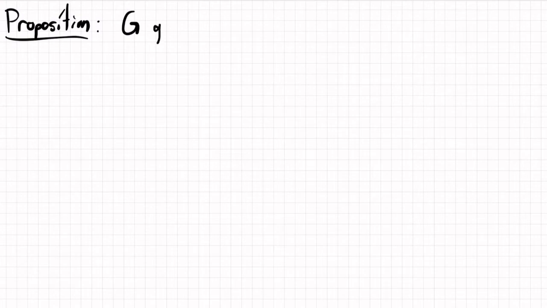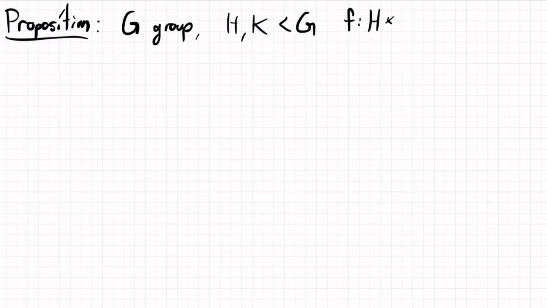So let's state and prove the following important proposition about product groups. We'll let G be a group, and then we'll let H and K be subgroups of G. And then we'll define a map, a function, H cross K to G, but we aren't going to know if this is a morphism just quite yet, but what it will be is just the multiplication map.